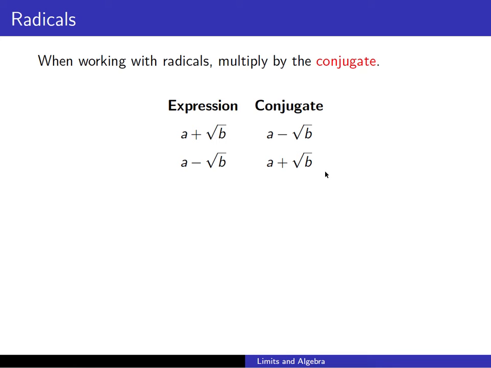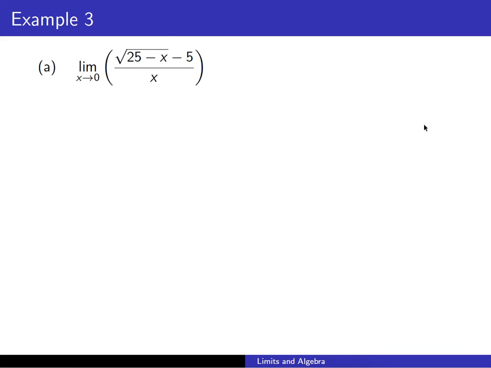So in essence, the conjugate of any binomial is just switch the plus to the minus and you'll get its conjugate. What happens when we multiply an expression by its conjugate is it will eliminate the radicals, as we'll see in a few examples.